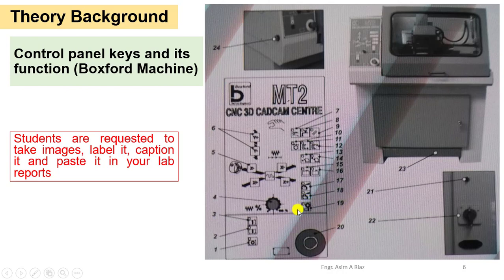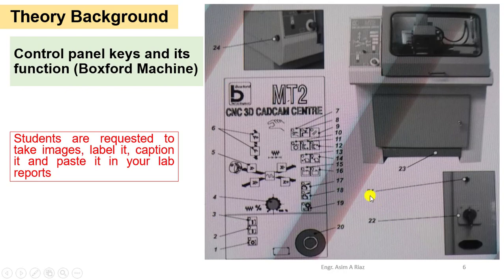Button number 19 is used to stop the spindle. If you want to stop the spindle, or if you want to unclamp or clamp the workpiece, then you have to use button number 19. Button number 20 is used for emergency. If there is an emergency and you want to stop a relative motion or completely stop the machine, then you have to press this button, that is the emergency button or emergency switch.